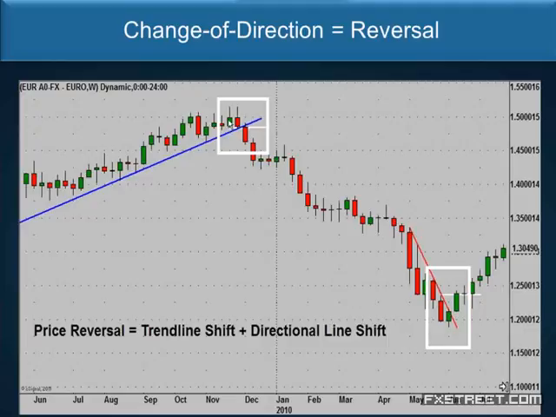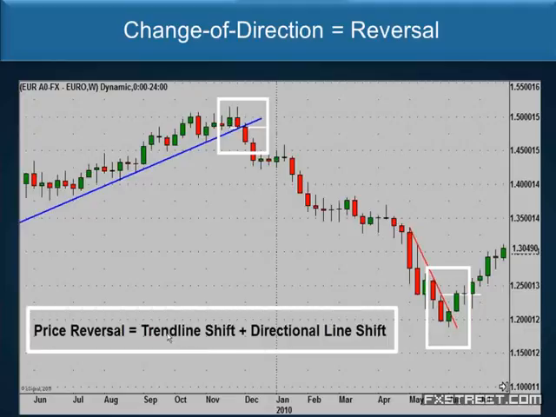That's the highest closing candle, and we're always looking for that. We define a reversal, or what we call a change of direction, as a trend line shift plus a directional line shift. You close below the low of the highest closing candle and the trend line, pattern shift, right? Reversal. Close above the high of the lowest closing candle in a downtrend, that's a reversal. Now, it's only effective if it's in line with the pattern. It's just a signal, okay?